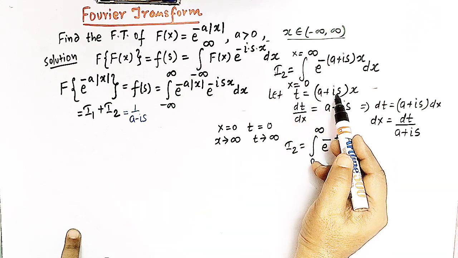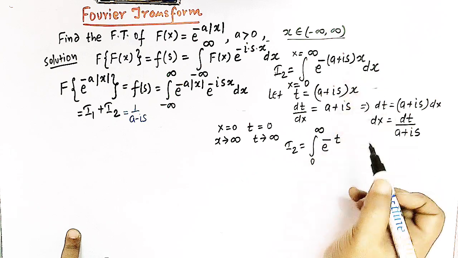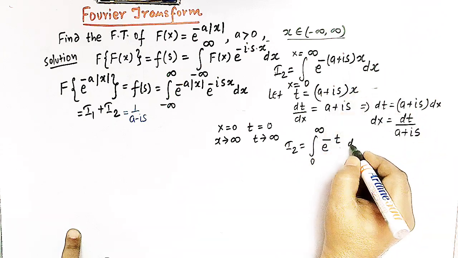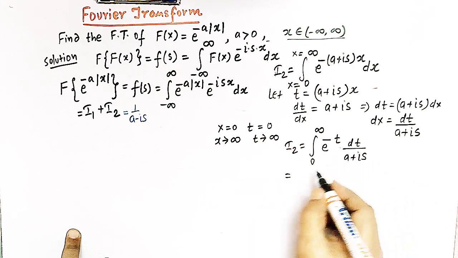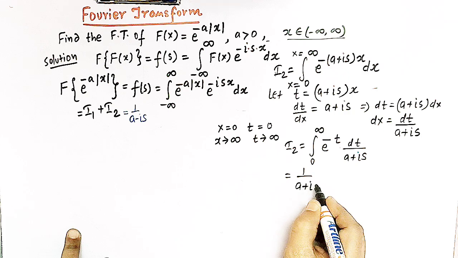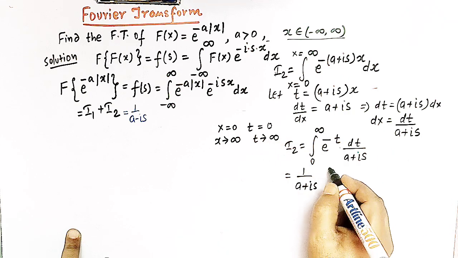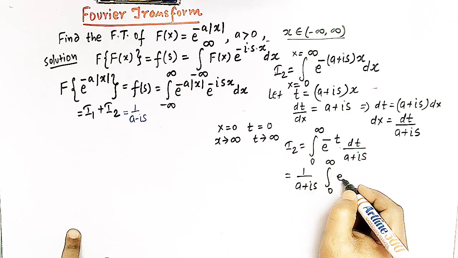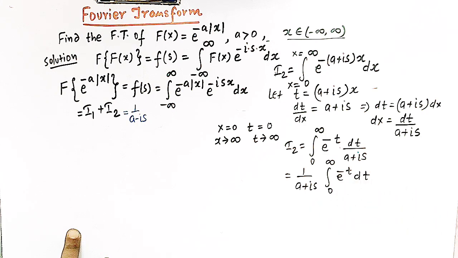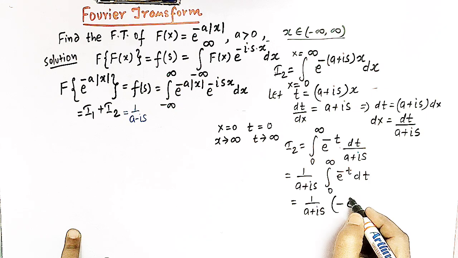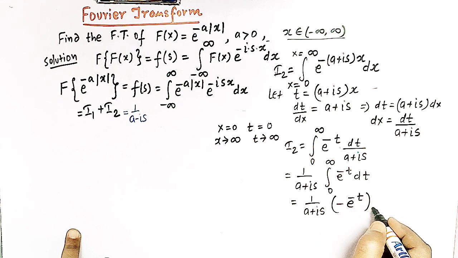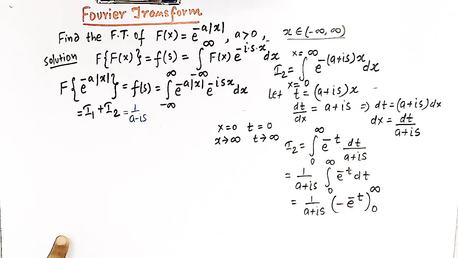Because t is a plus is times x, for dx we can now write dt over a plus is. So now, taking 1 over a plus is outside the integral, we have the integral from 0 to infinity of e raised to minus t dt. So now we have 1 over a plus is, and the integral of e raised to minus t is minus e raised to minus t, with limits of integration from 0 to infinity.